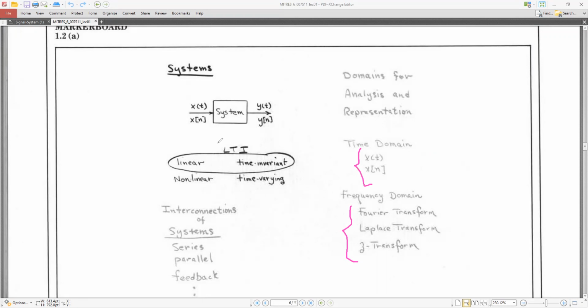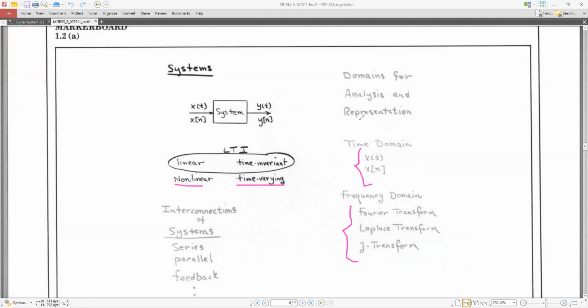Linear time invariant versus non-linear time varying. See, time invariant means if we change the time, the system will not vary. But time varying means if we change the time, it will vary.